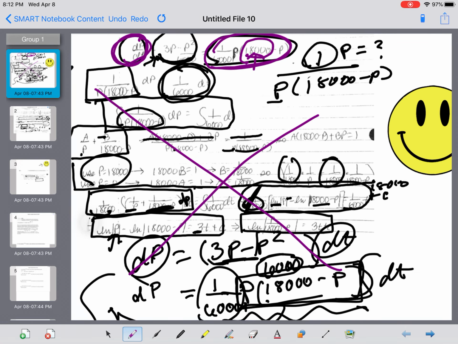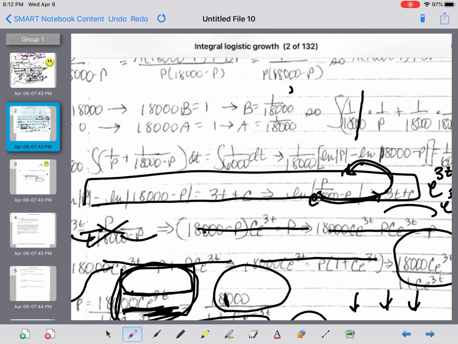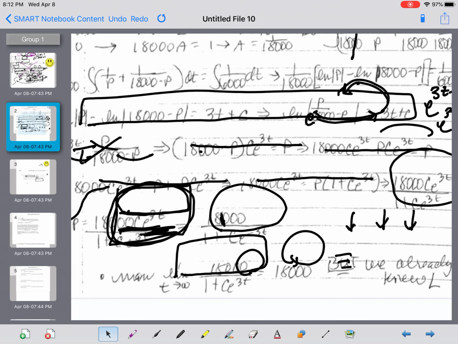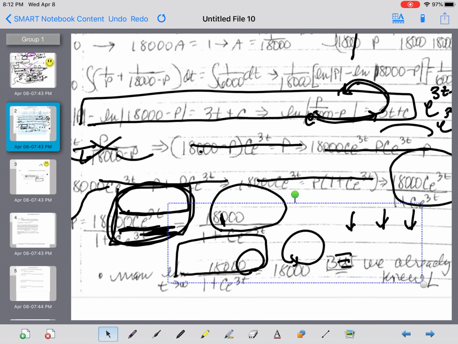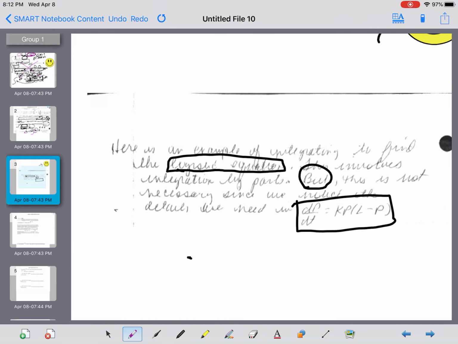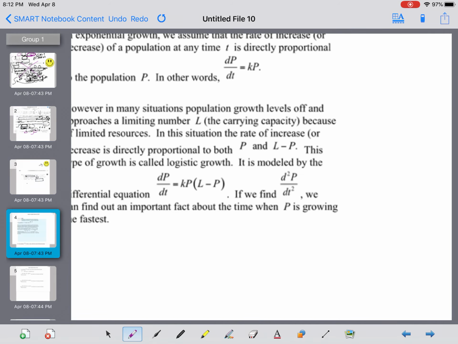Because after all of this and this integration, at the very end, I actually took the limit as t approaches infinity and got 18,000 as the time grew and grew and grew. Weeks and days go by, it's going to hit about 18,000, give or take some. And so that's where we're looking for it to level off. All right, so we don't have to do that. What we want to do is this. All right, so this is what you'll do.